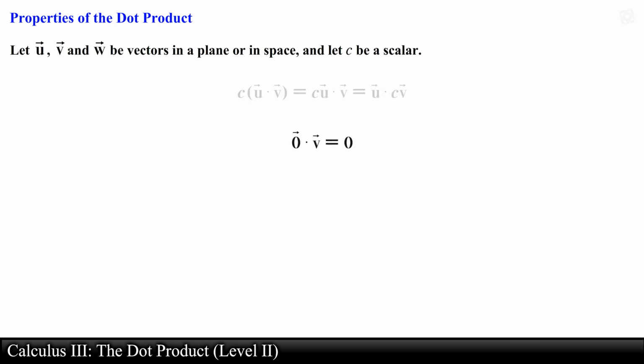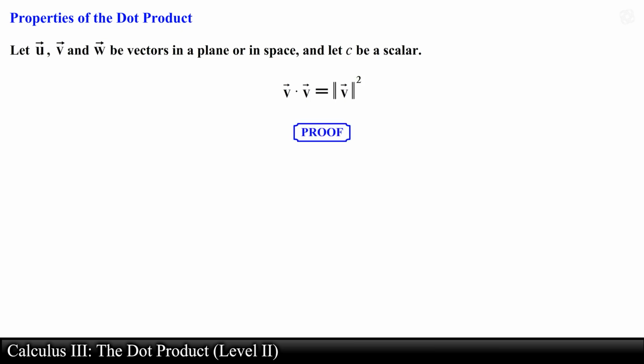The fourth property was introduced in the previous video. This property states that the zero vector times any vector is equal to 0. Recall that the zero vector is orthogonal to every vector v. Finally, the last property is pretty interesting. It turns out that if you take the dot product of a vector with itself, you end up with an expression that represents the magnitude of the vector squared.